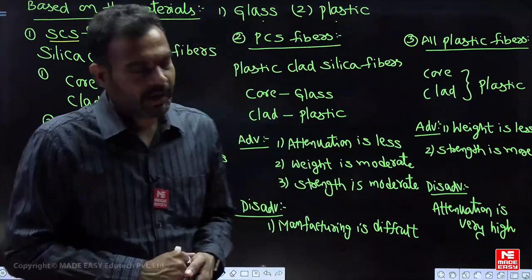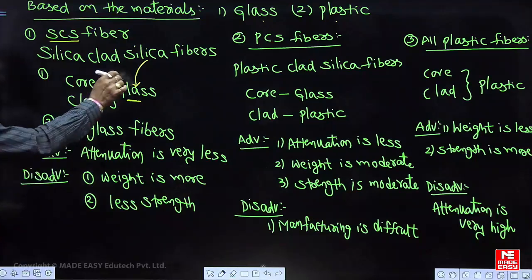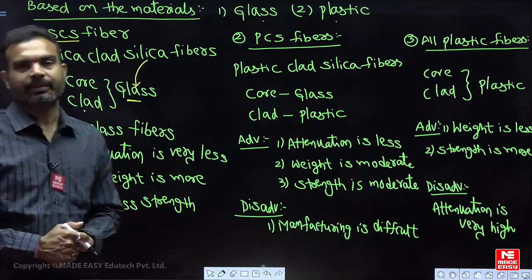So we cannot have much strength, even though we include the clad, because the clad is also manufactured with glass. So strength is very, very less.